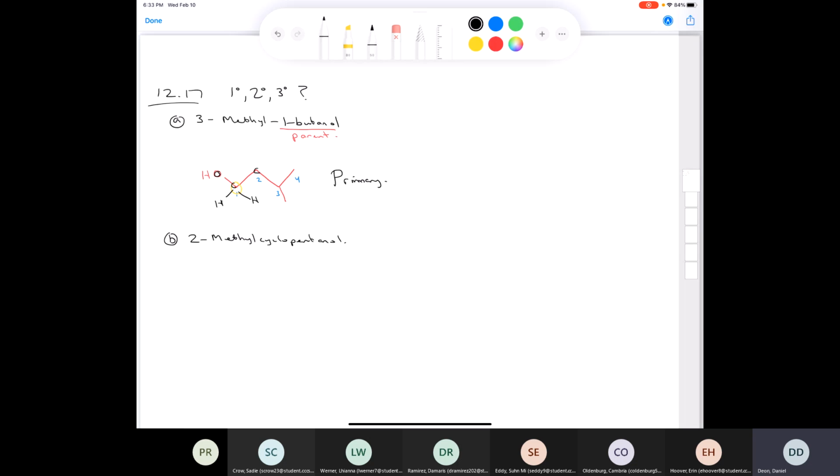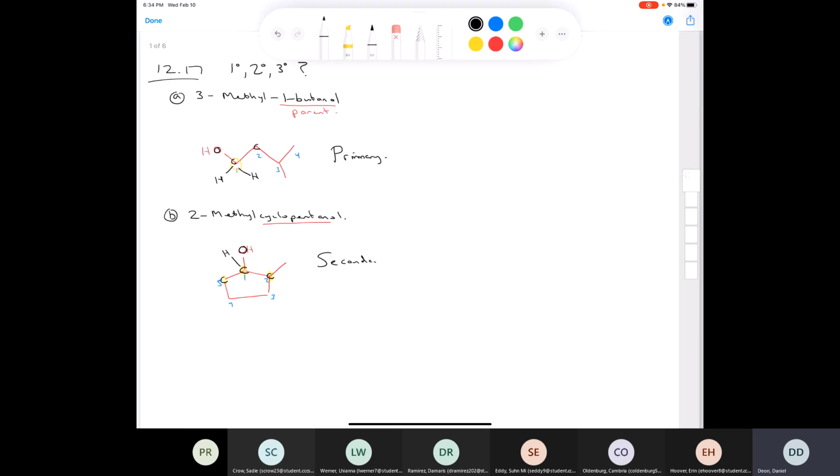Let's draw the next one. It's 2-methylcyclopentanol, so our parent is cyclopentanol, and we have 5 carbons in the ring. We have our hydroxyl here. We're going to number the carbon with the hydroxyl as number 1, 2, 3, 4, 5. And on carbon 2, I have a methyl group. Same exercise: if I look at the carbinol carbon, how many carbons is it directly attached to? It's attached to 2 carbons, an oxygen, and a hydrogen. So this would be a secondary alcohol. Secondary is abbreviated just like this. Primary is abbreviated like that.